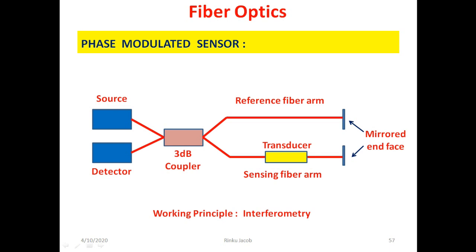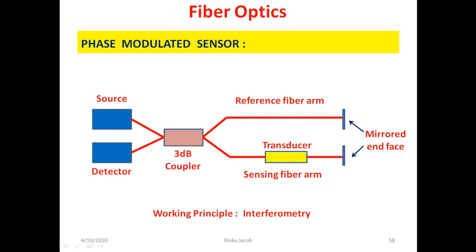Initially, the lengths of the two fiber arms, that is the reference and the sensing fiber arm, are calibrated to give the same length. So the light that travels from the 3 dB coupler through the reference and the sensing fiber arm will be reflected from the mirrored end faces and combined in the 3 dB coupler. The resulting light is sent to the detector.